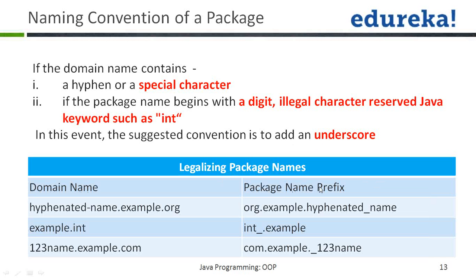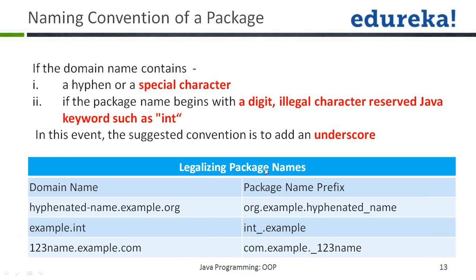Like you have the domain name and the package name prefix. So you have hyphenated-name, with a hyphen, in hyphenated-name.example.org. Then you'll be writing org.example.hyphenated_name. So you change it with an underscore. Second is int.example, then you'll write int_.example. Third is 123name.example.com, you'll write com.example._123name. You'll just put an underscore in place of the unused operators.